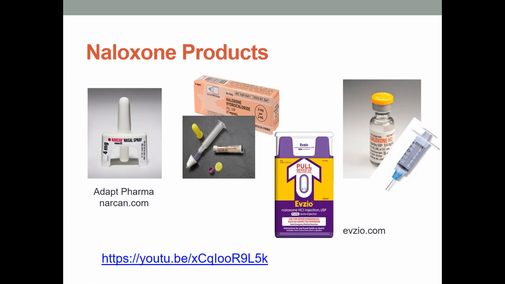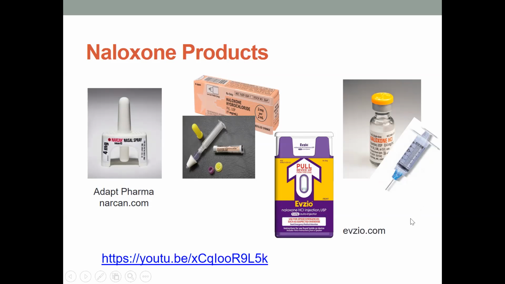Unfortunately, for the injectable one, the price is so high that it really is unaffordable for most people. So it has not become a main player in the bystander market. There may be some healthcare facilities that use it, but generally speaking, bystanders like you and I are almost always going to have this nasal Narcan, or they may still have some of the older form of nasal Narcan as well. We're going to show you how to assemble and use both of these.